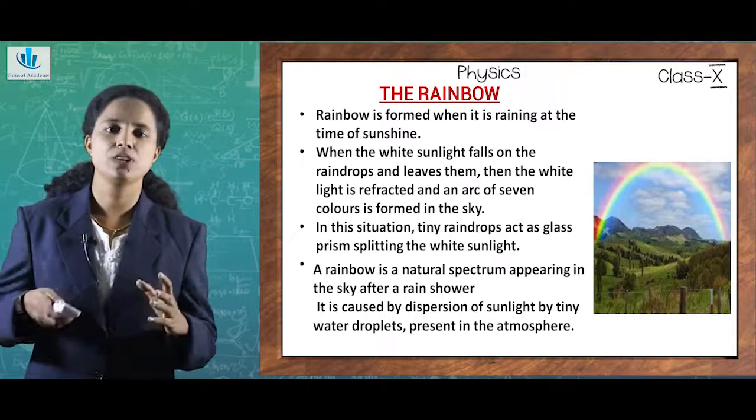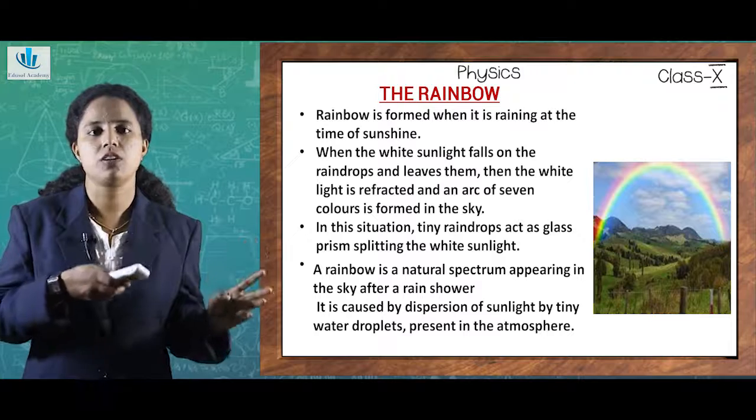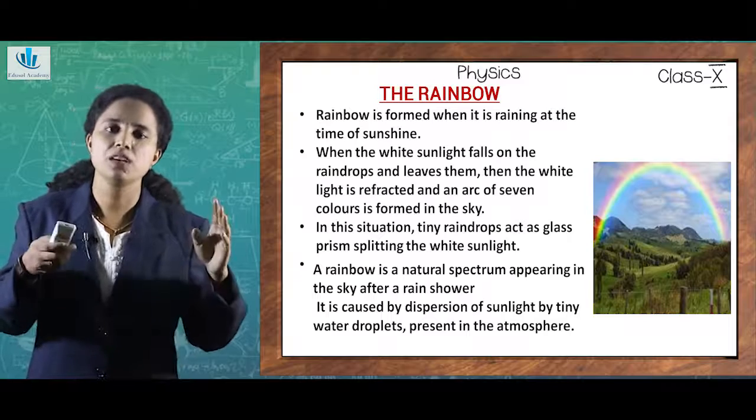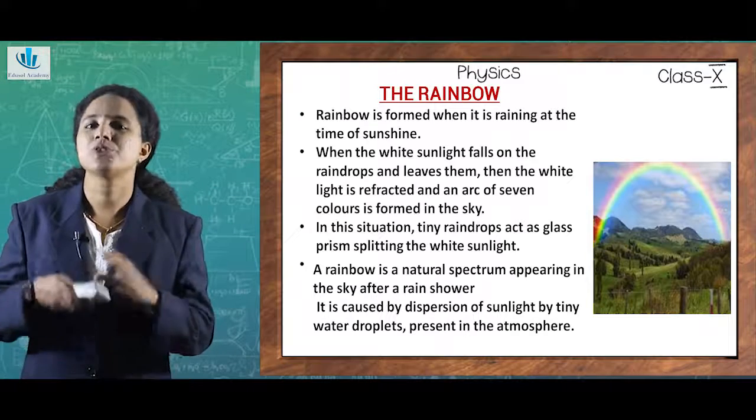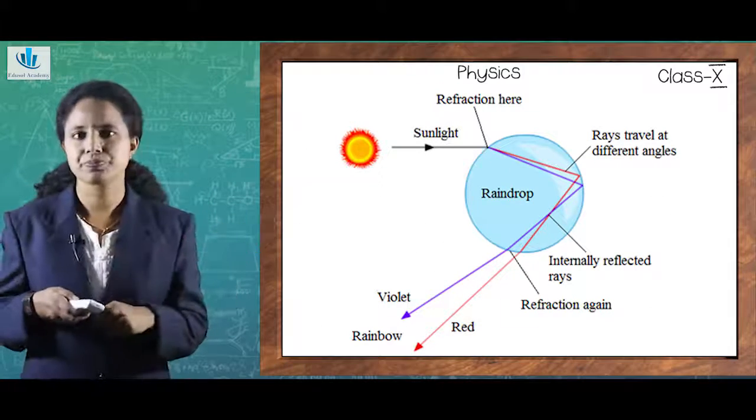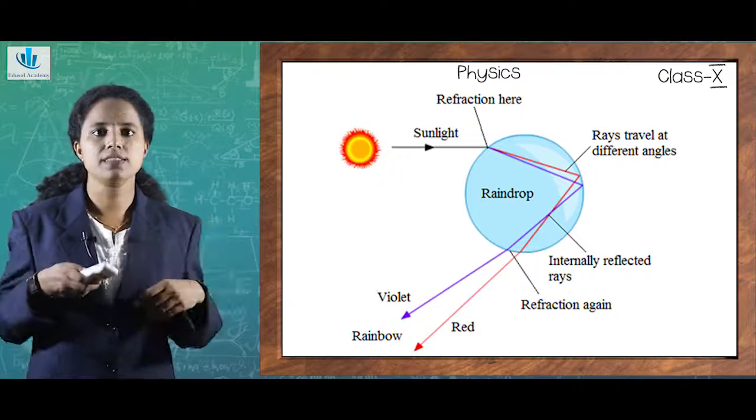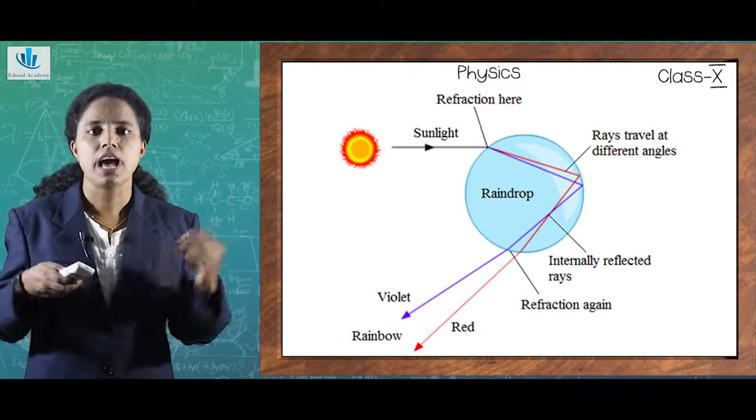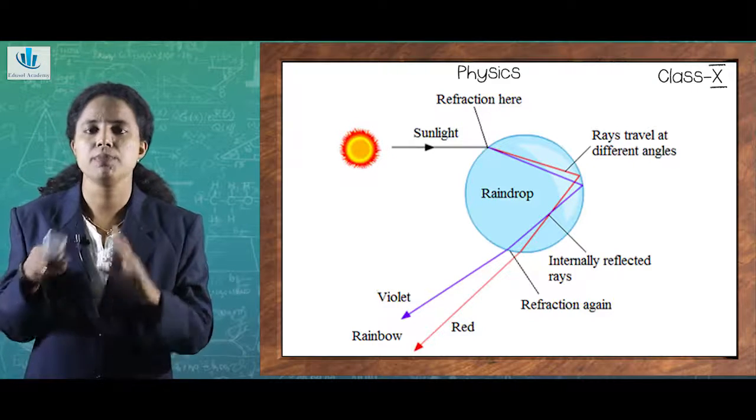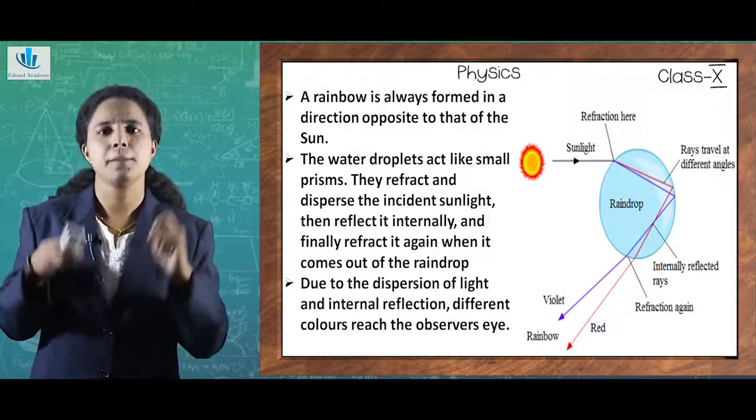So, a rainbow is a natural phenomenon and a natural spectrum. It usually happens in the sky after a shower or after a good rain. This dispersion of sunlight by the tiny raindrops present in the atmosphere contributes to our beautiful and magnificent rainbow. As you can see in this picture, the sunlight comes, refraction happens, the rays travel at different angles, there is total internal reflection and finally refraction. So not only does dispersion happen, but also a series of different phenomena of light. So where do you see a rainbow?